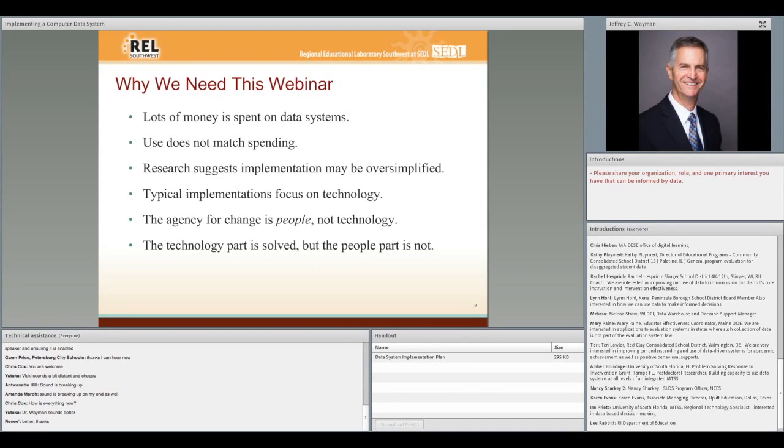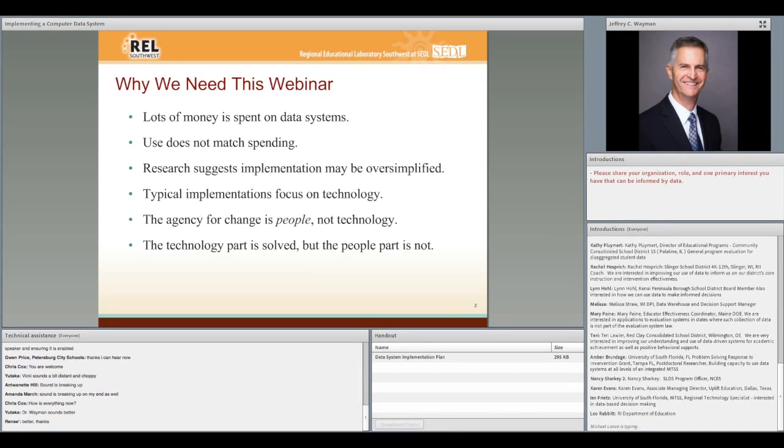And so what we get is a field right now where our technology is pretty good. We have a problem in terms of data systems, but we haven't done much for the problem in terms of the human side. And that is what we're going to talk about today.